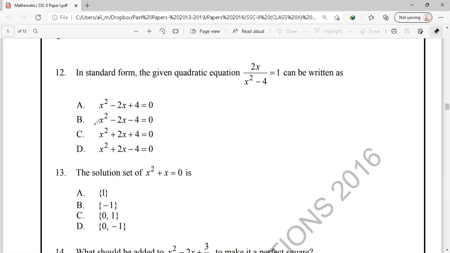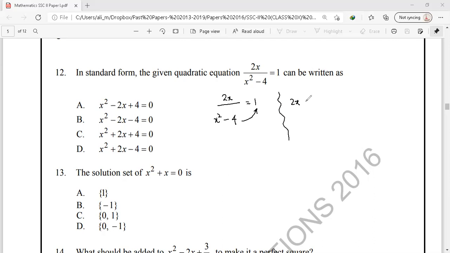Next, we have question number 12. In question number 12, we have to represent this equation in quadratic form. So we have 2x over x square minus 4 equals to 1. Let's multiply this expression to the right side.